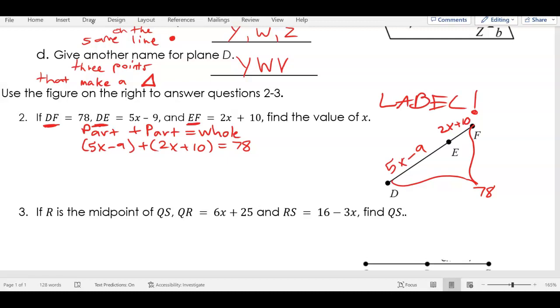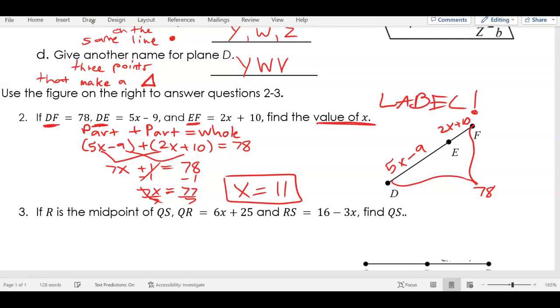But what you should always think about is, is there anything you can combine, like terms? So 5x and 2x is 7x, okay? Negative 9 plus 10 is positive 1. Bring down equals 78. Get rid of the loner, minus 1 minus 1. 7x equals 77. And then to get rid of that 7 in front of x, we divide by 7. And then 77 divided by 7 is 11. All I'm looking for is the value of x, so I'm done, okay?